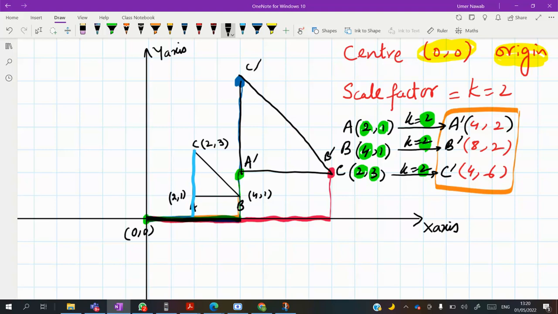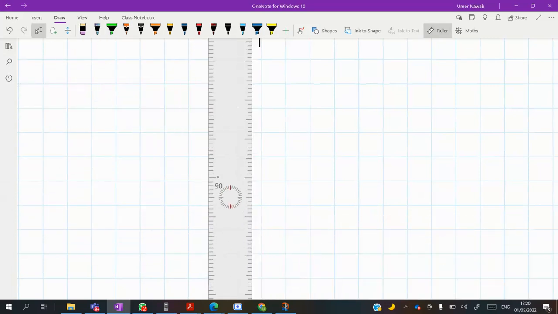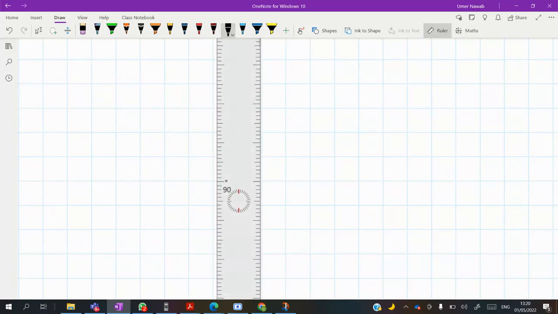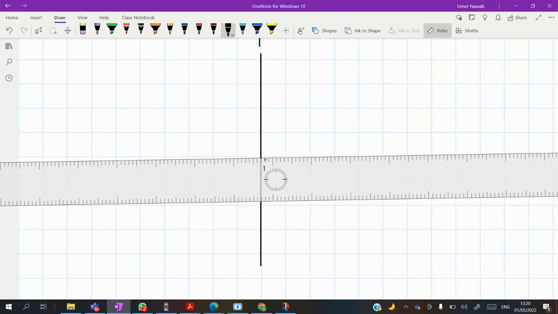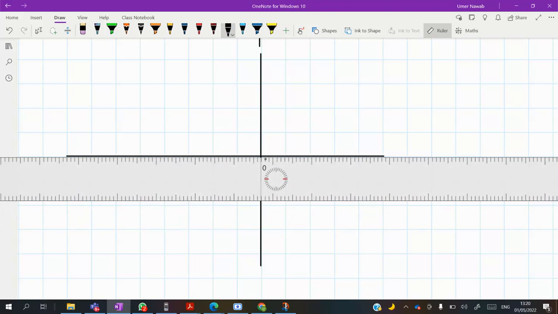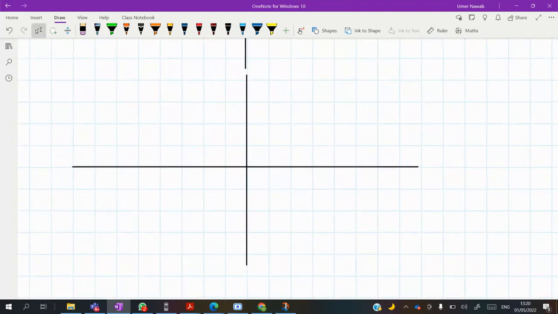Any scale factor can be given to you. You just multiply the coordinates with it to get the new set of points. Now, I'm changing this question by taking a different center from the origin, right? So let me draw the x-axis and y-axis again for you. Okay, now here I have drawn the x-axis and y-axis.